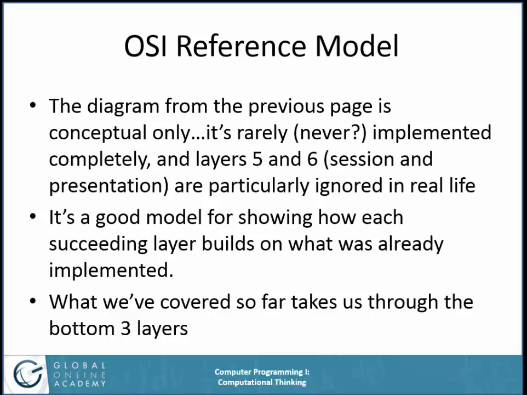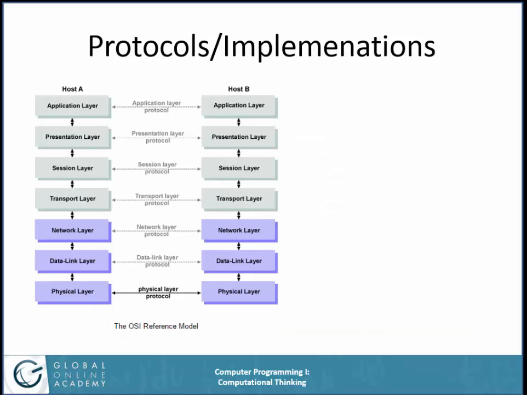It's a good model for showing how each succeeding layer builds on what was already implemented, and what we've covered so far takes us through the bottom 3 layers: the physical, the data link, and the network layer. So let's look at this. Here's the same OSI reference model. At the physical layer, this is how our computers are going to talk to each other with a wired, a wireless, and infrared connection. At the next, how are those physical signals grouped together so that they can get sent along whatever the transmission medium is.